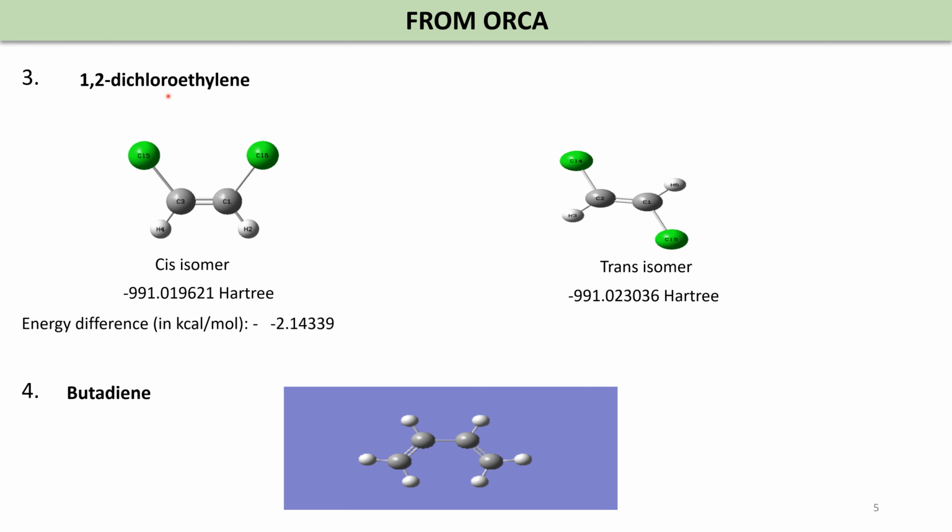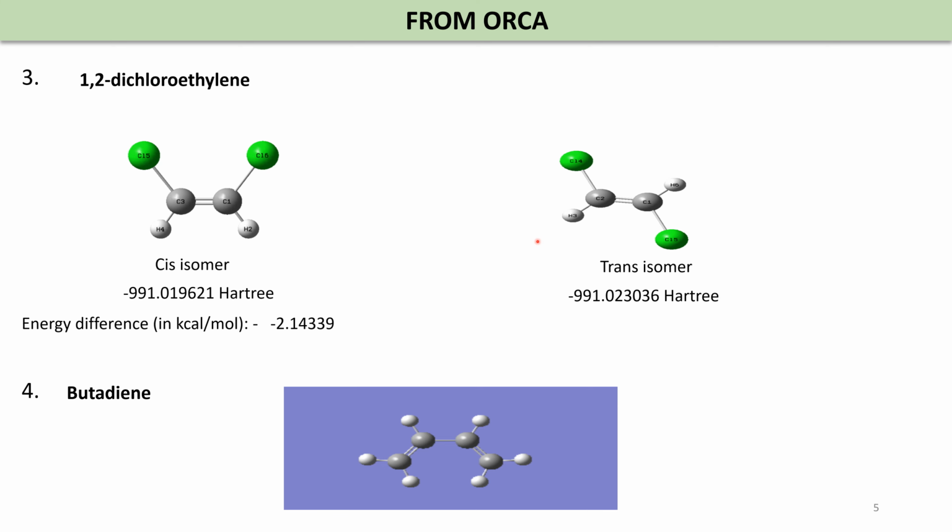And then we optimize the geometry for 1,2-dichloroethylene for the cis isomer as well as for the trans isomer. This is the structure corresponding to the cis isomer, and the energy was minus 991.019621 Hartree, and this is the structure of the trans isomer, and the energy noted corresponding to the trans isomer is minus 991.023036 Hartree. As we can see, the energy corresponding to the trans isomer is more negative.